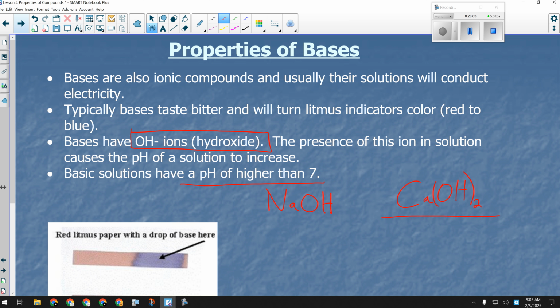And as we said, they'll turn the litmus indicators to the basic colors. The basic colors tend to go more to the blue. This only goes up to 12, but if you have a strong basic solution, it'll be like borderline black. It'll be so dark blue as to be basically indistinguishable from black.